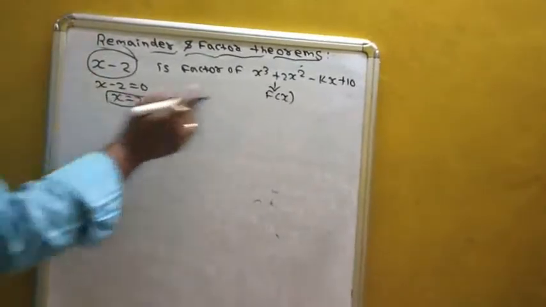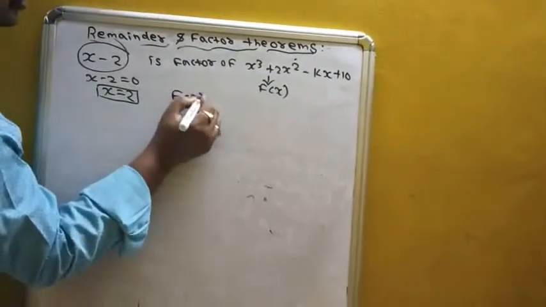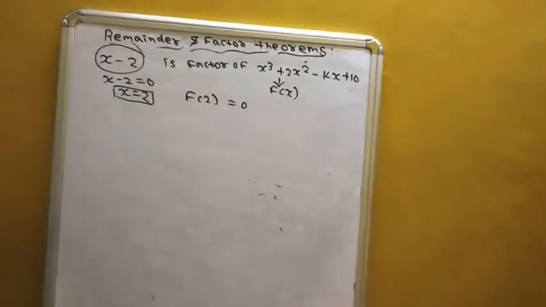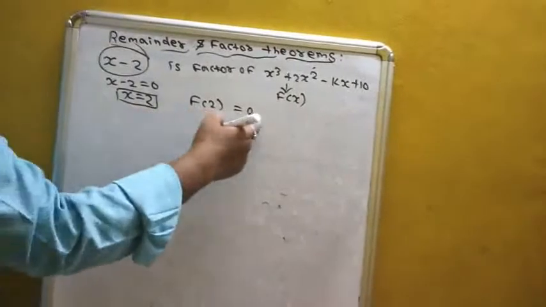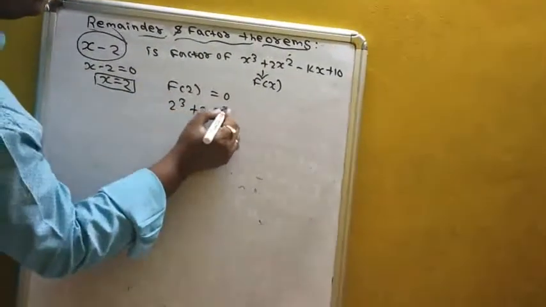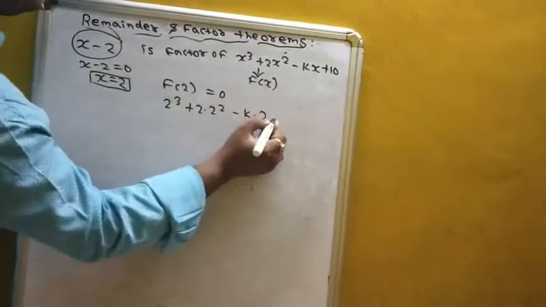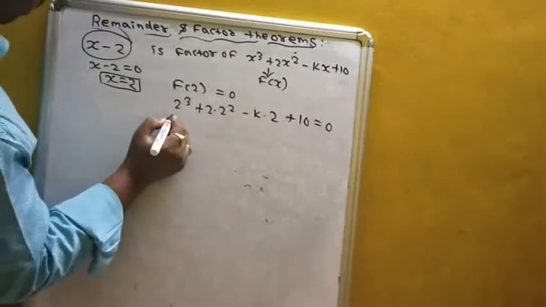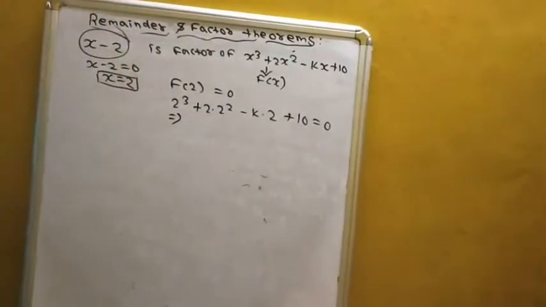So what do you write here? f of 2 equals 0, because already he told us x minus 2 is a factor of that equation. So f of 2 equals 0, and we can write 2 cube plus 2 into 2 square minus k into 2 plus 10 equals 0. Why did you write 0? Because he told us about the factor.